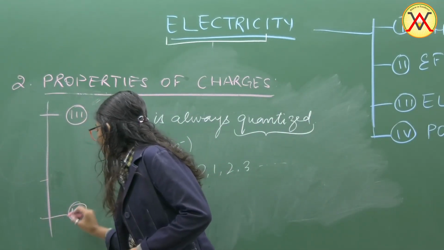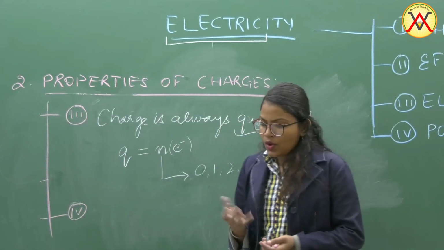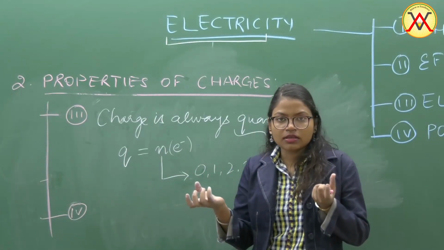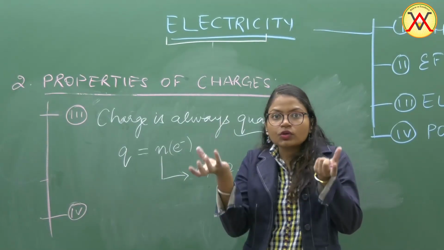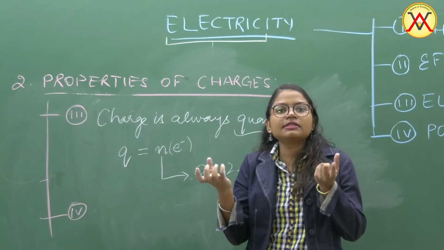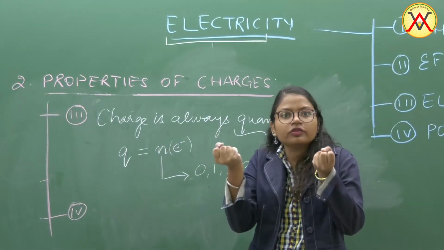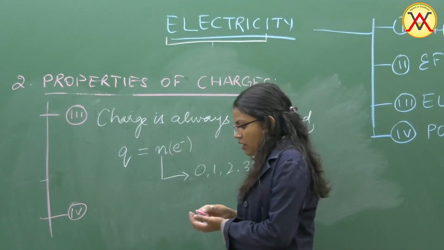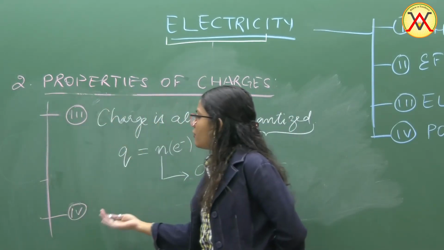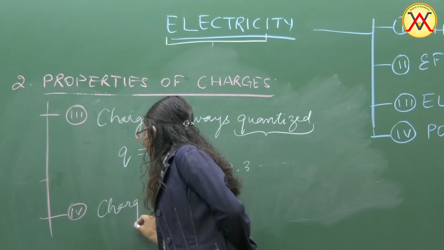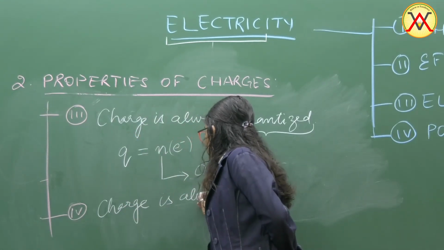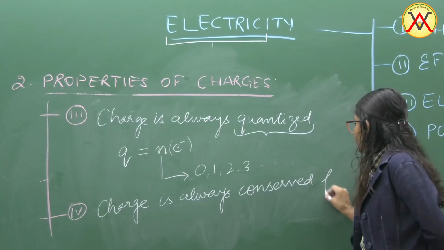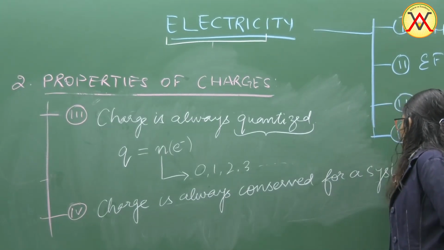Further, coming to our fourth property. Whenever this body gives out electrons and this body is catching those electrons, always remember that the total charge of this whole system, in the sense this system is comprising of both of these bodies, the total charge on the whole system is always conserved, which is nothing but our fourth property, that charge is always conserved for a system.